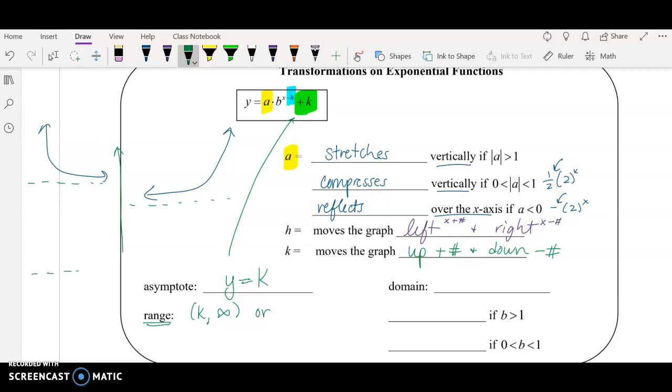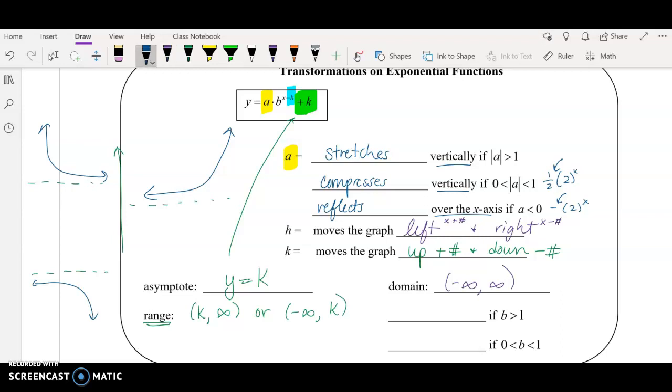If your graph gets reflected down over the x-axis, then your range is going to be different. It's going to start down at negative infinity, and then it's going to get really close to your asymptote but never touch it on that end. So your range depends on your graph. For your exponential functions, your domain is always going to be negative infinity to positive infinity because you can take any number and plug it in and get something out. So there's no restrictions on your domain.